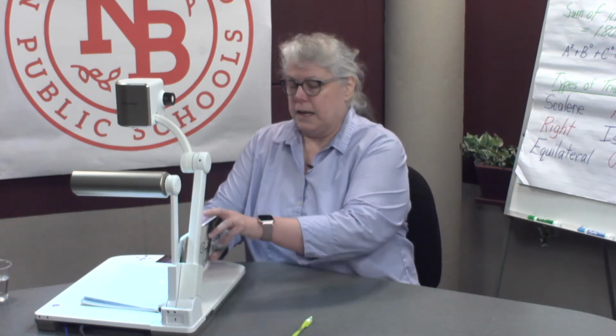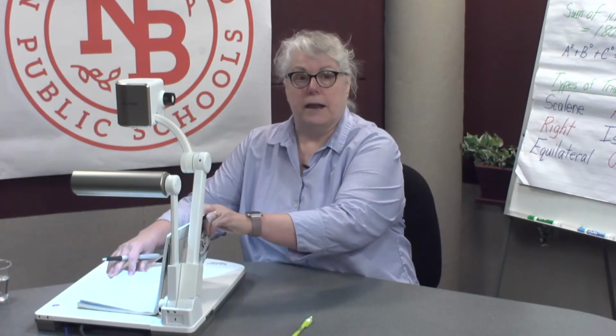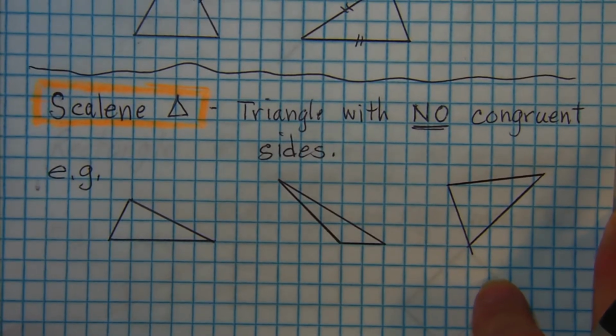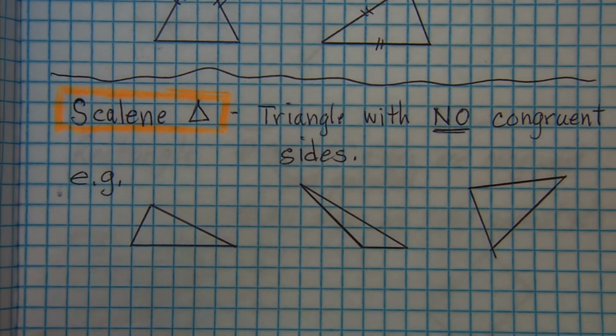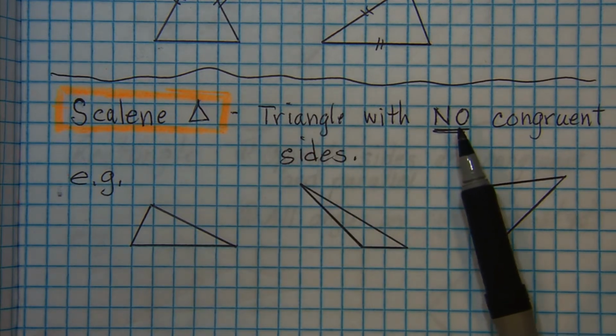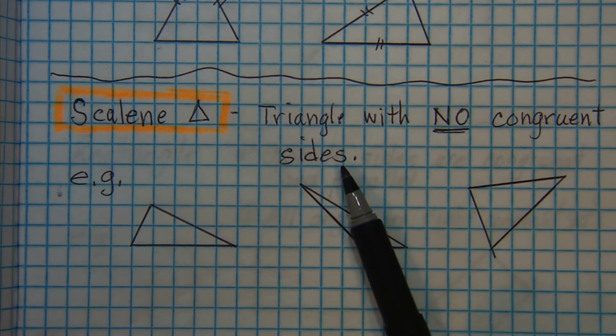Alrighty, now the next triangle, measured by the sides, is the scalene triangle. Now this scalene triangle is kind of like, well, if it doesn't fit anywhere else, it must be a scalene triangle. And that actually is true. A scalene triangle is a triangle that has no congruent sides.